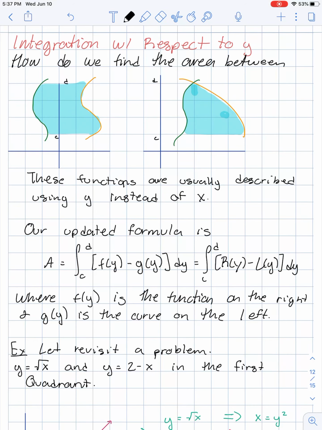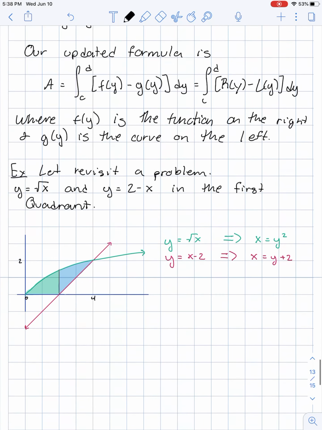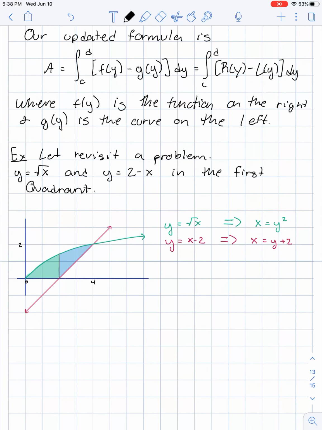All right. So this is actually really useful, kind of on a problem that was a little tricky from earlier. So let's revisit y equals the square root of x and y equals 2 minus x in the first quadrant. We are going to rewrite y equals the square root of x in terms of y. So basically I'm going to solve for x. So I square both sides and I get x equal to y squared. And for y equals x minus 2, I want to get it in the version of x equals something. So x equals y plus 2. I just added 2 to both sides.